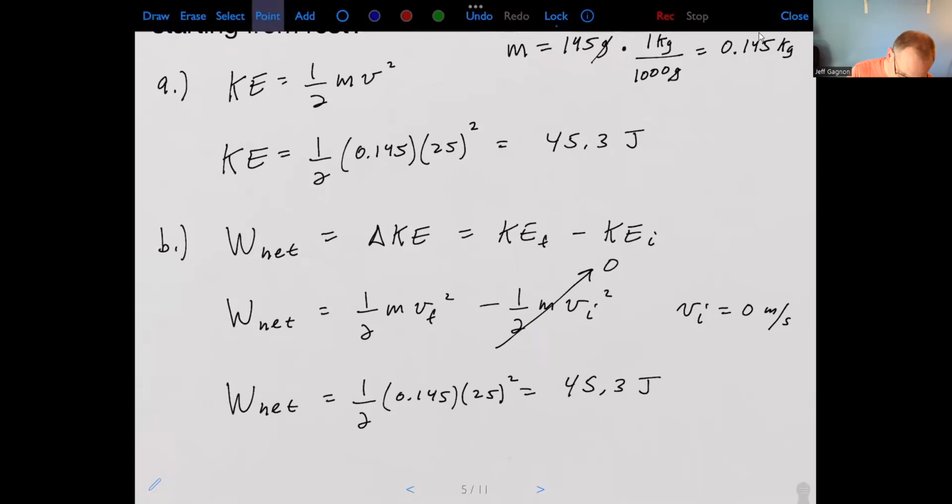And again, why does that work? Because in general, the net work is equal to the change in kinetic energy, which is final kinetic energy minus initial, but the initial was 0. So in this particular case, the net work done is equal to that final kinetic energy, which we calculated earlier.